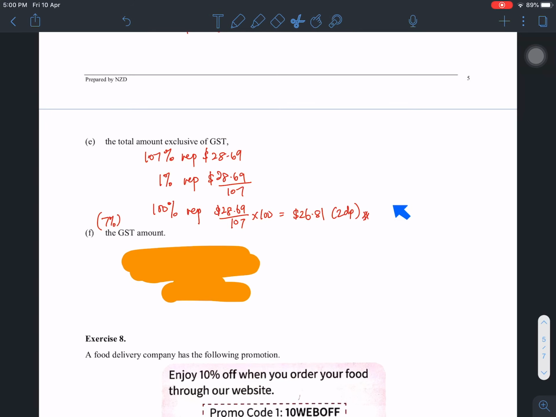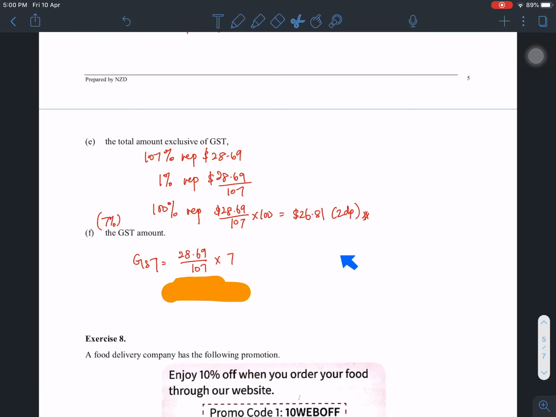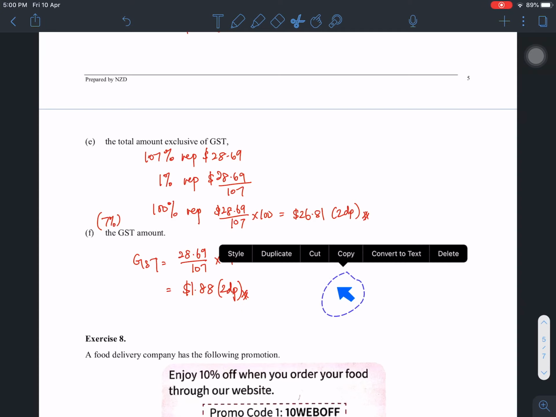The last part of the question requires us to find the GST amount. We realize that the GST is 7%. So we know that 1% represents this amount. So basically, the GST would then be 7% of this. So 7% multiplied by this amount over here. If you evaluate your answers carefully, you realize that you get $1.88 corrected to 2 decimal places. That would be the answer for part F.